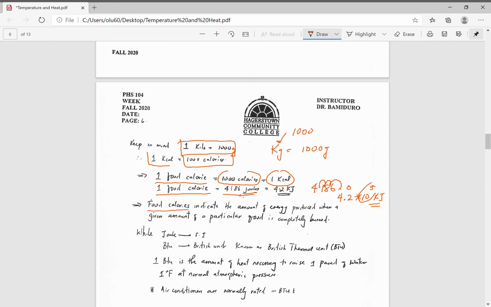Now, food calories indicate the amount of energy produced when a given amount of a particular food is completely burned. Okay, because I know a lot of us are typically very health conscious, so with the amount of calories that goes in, one has to ask himself, how much energy do I have to generate or produce to be able to burn the calories that I just consumed? Okay.